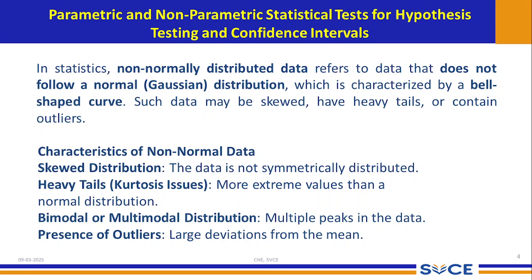So, the characteristics of non-normal data: it may be a skewed distribution, heavy tails, a bimodal or multimodal distribution, or the presence of outliers. What is a skewed distribution? The data is not symmetrically distributed. Heavy tails mean more extreme values than a normal distribution. Bimodal or multimodal distribution means multiple peaks in the data. Outliers are large deviations from the mean.